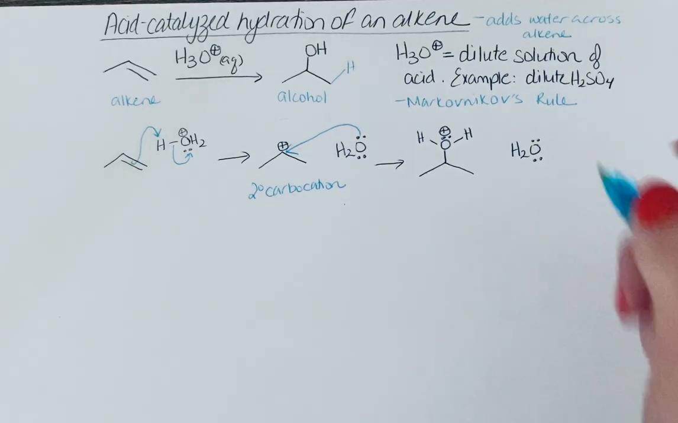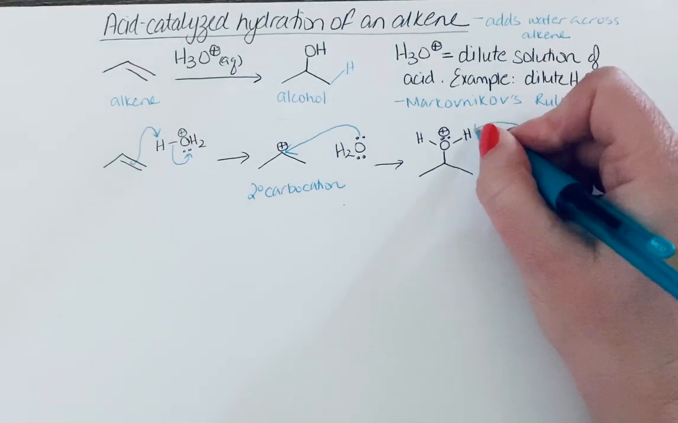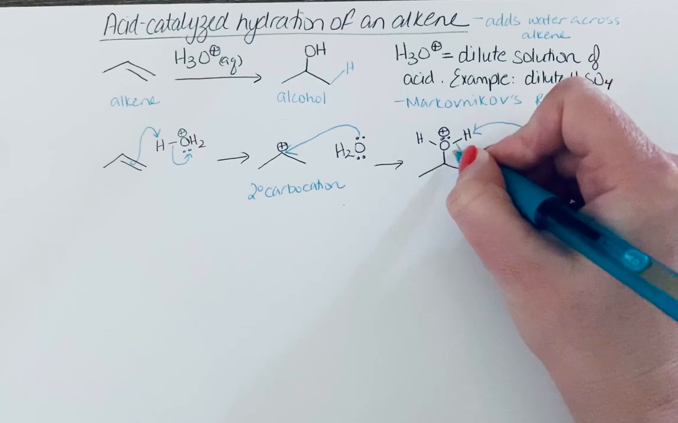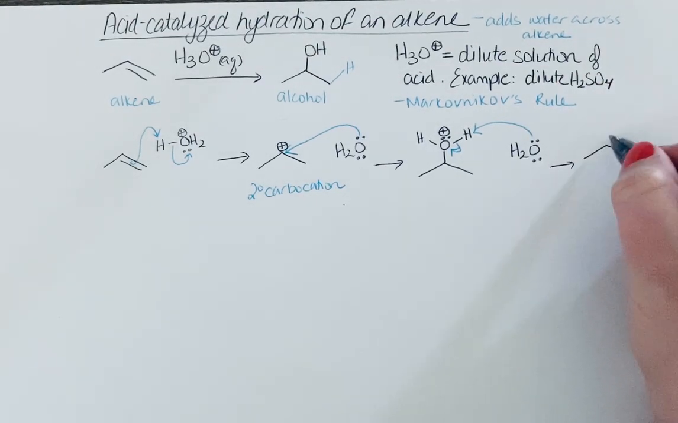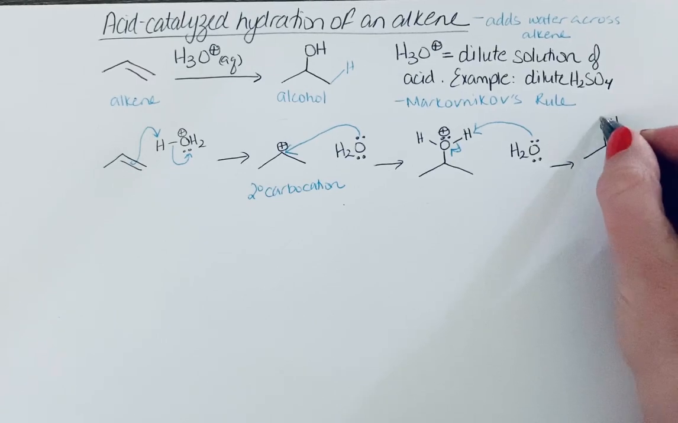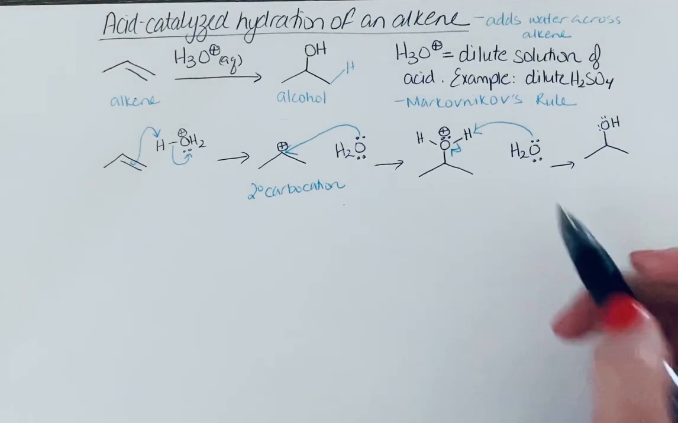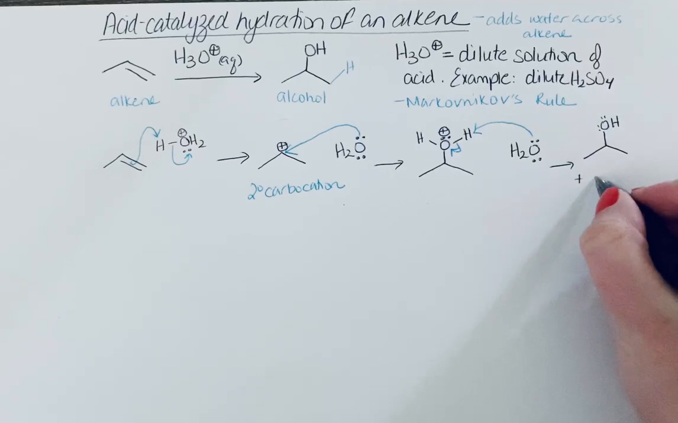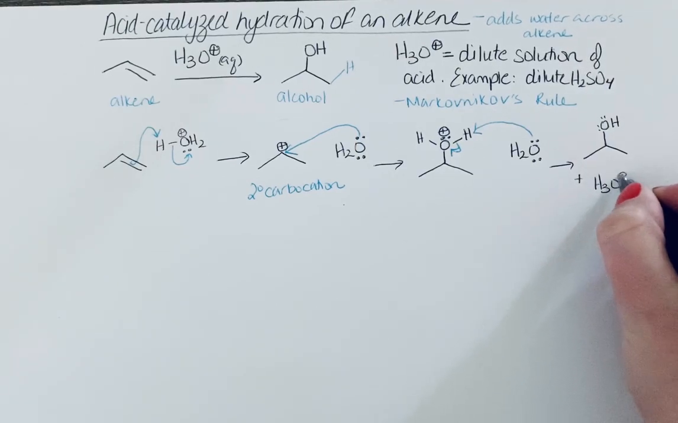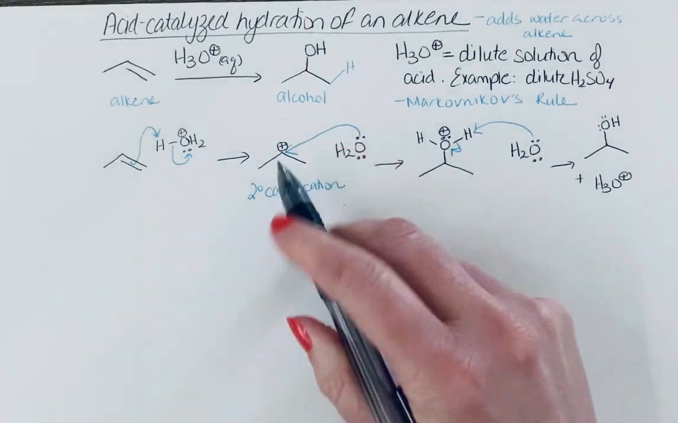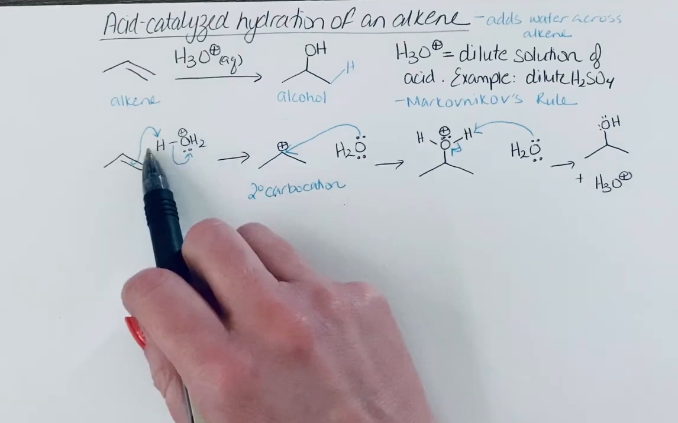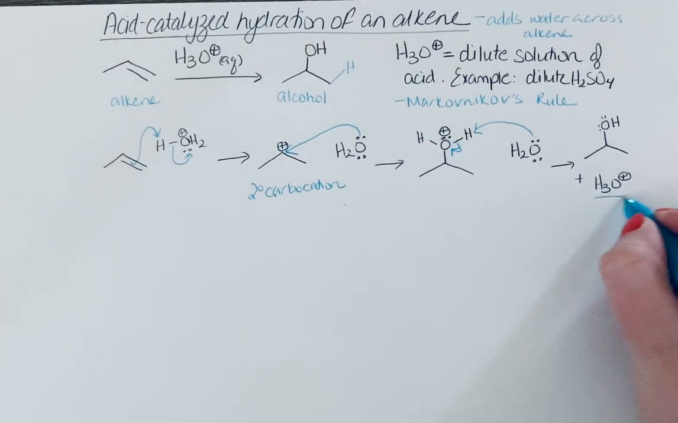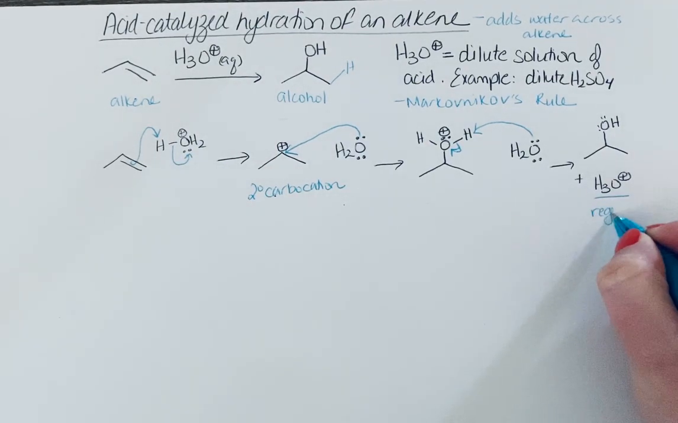So water can act as a base, and it will remove this acidic hydrogen atom to give the neutral alcohol product. And in this step, we're also generating H3O+, which was the acid catalyst of the reaction. So if you remember back to general chemistry, a catalyst is not consumed in the reaction. So we saw it used in the first step, and we saw that the acid catalyst was regenerated in this last step.